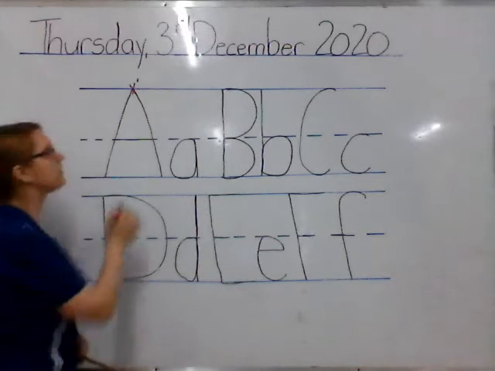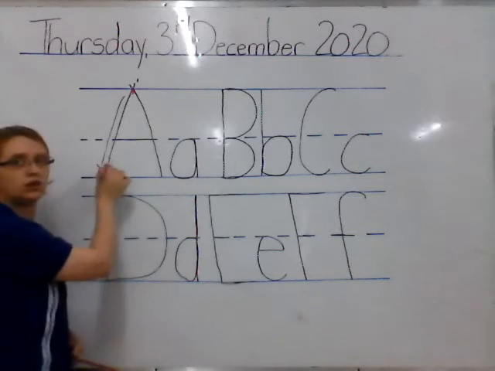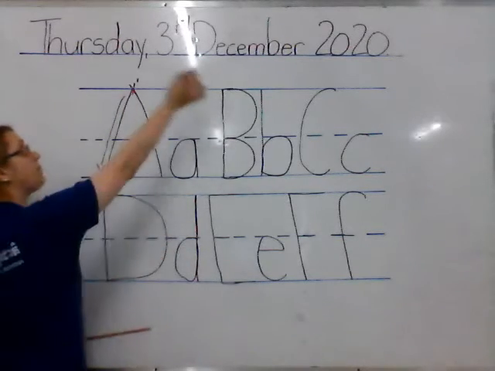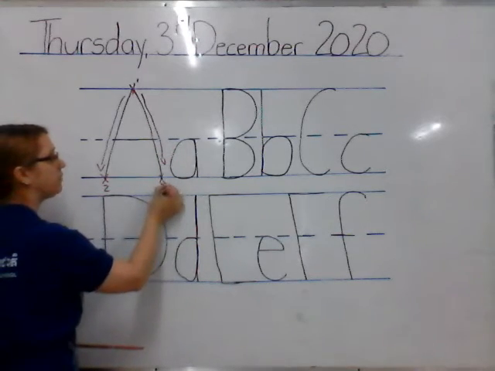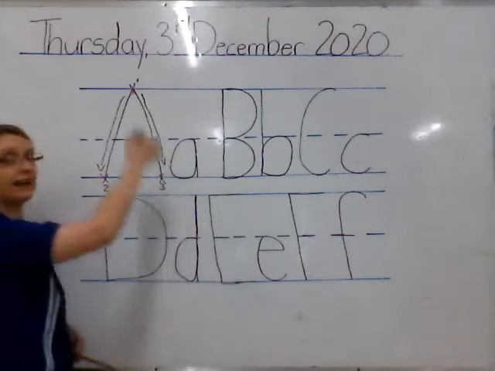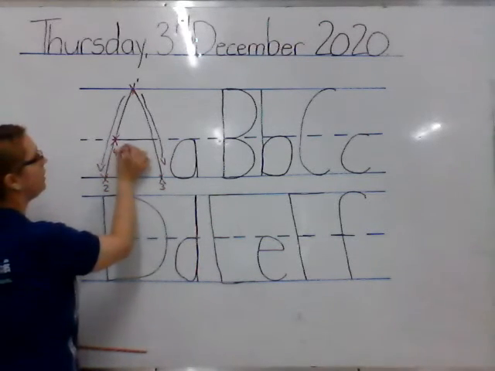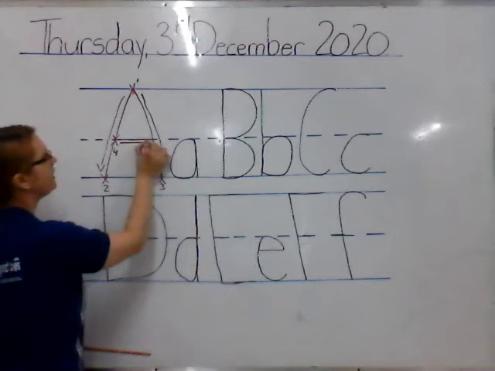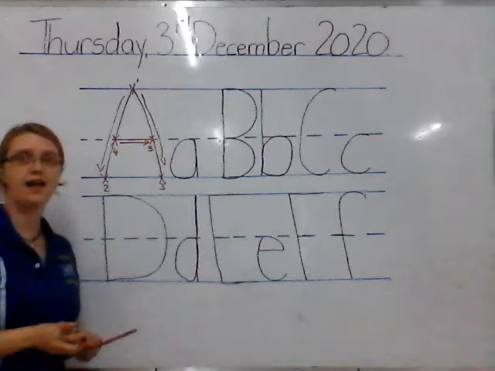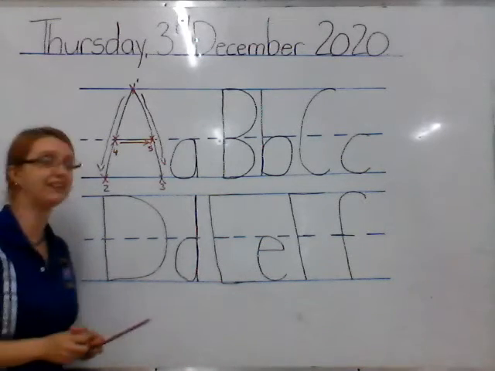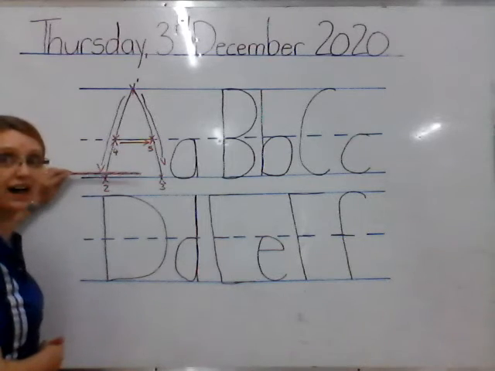Point number 1, we're going to go all the way down. Point number 2, we're going to lift our hands, we go back to number 1, and we're going to go all the way down to point number 3. Okay, we're going to lift our hands. We're going to go point 4, across the middle line to point 5. Okay, big letter A. Okay, and can you see we are using the magic lines?